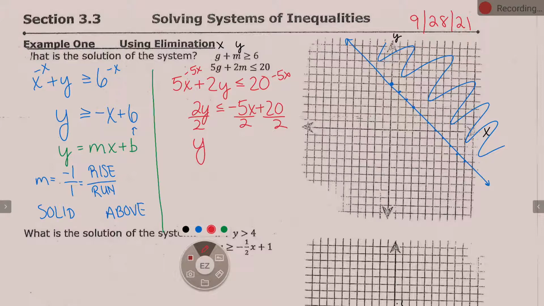Let me stop and ask real quick while we're here. When is it we reverse an inequality sign? If you multiply or divide by a negative. Here I'm dividing by positive 2, so I'm going to keep less than or equal to negative 5 halves x. We like that fraction. That's a good place to have a fraction, isn't it? Plus 10.